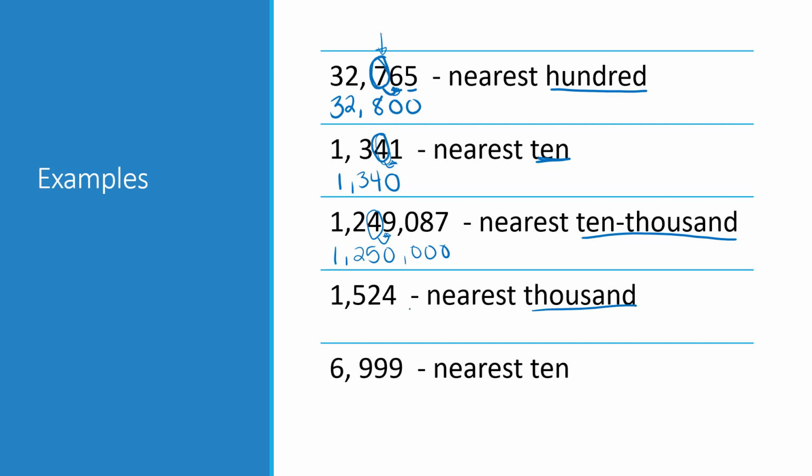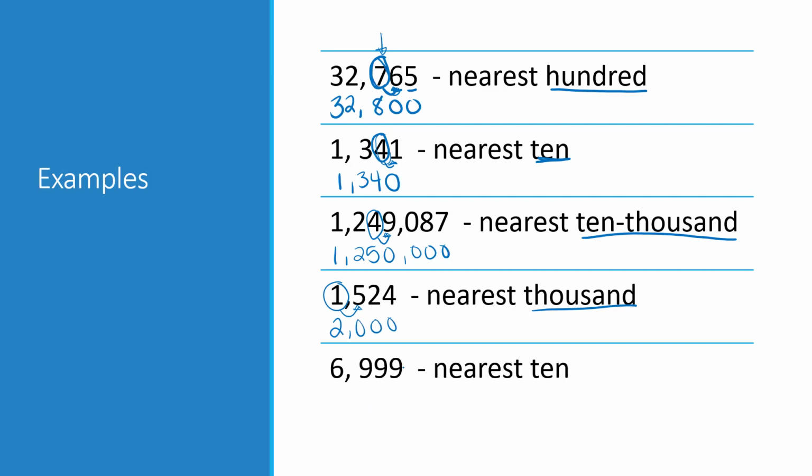Round to the nearest 1,000. So here's the thousands place. I'm going to look at that number directly behind it. The number directly behind it is 5 or greater. So 5, 6, 7, 8, 9, any number behind it that's 5, 6, 7, 8, 9 is going to cause that number that you're rounding to bump up, and then everything else is going to change to zeros.